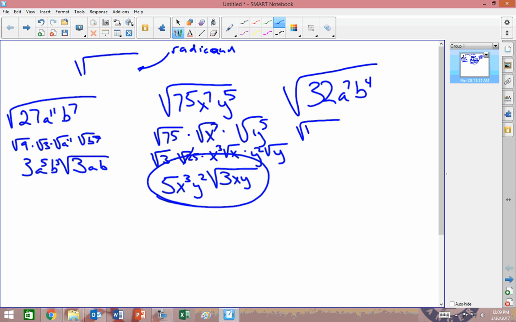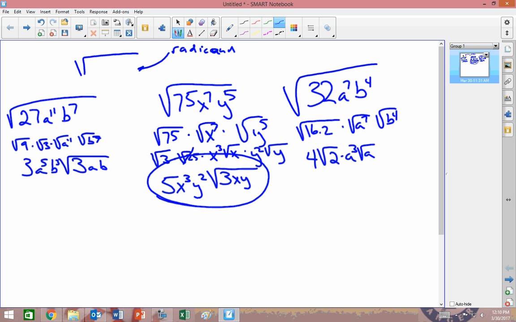We've got the square root of 16 times 2. We've got the square root of a to the 7th, and the square root of b to the 4th. What's the square root of 16? 4. So that gets to come out. What stays on the inside? 2. What comes out of the a to the 7th? A to the 3rd comes out, right. What stays inside? 1 guy left over.